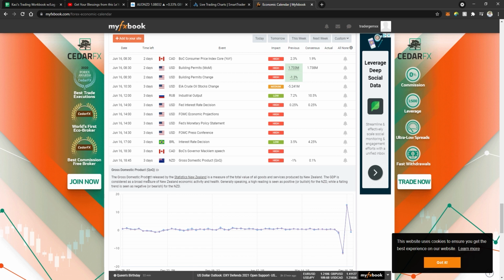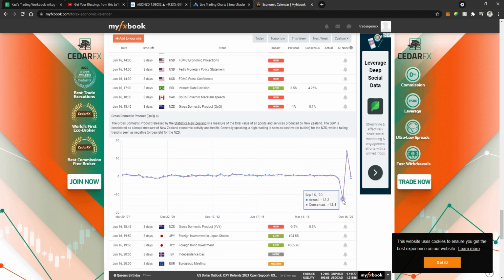So they measure the total value of all goods and services produced by New Zealand. It's considered a broad measure of the economic activity for New Zealand. Generally speaking, a higher reading is seen as positive for the NZD, while a falling trend is seen as negative. So we see, what was this, September of last year? This was December, March. So the rate fell. The falling reading made the NZD weak, which was in March. So we have to see how this comes out.